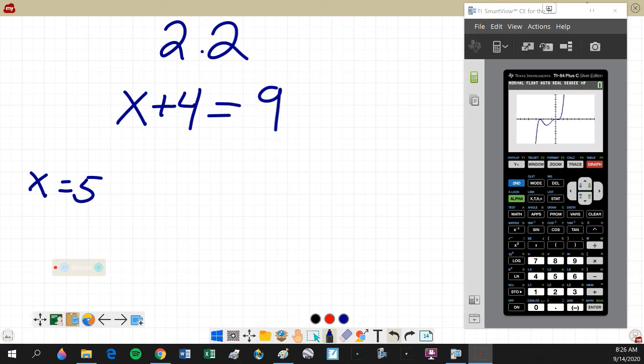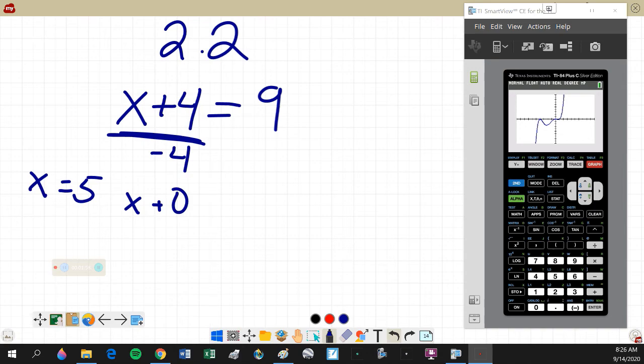So x is held to this 4 using addition. We want to undo addition. What is the opposite of addition? Subtraction. So instead of adding 4, I'm going to subtract 4. What good does that do? What's the point of doing that? So now I get x plus 0.